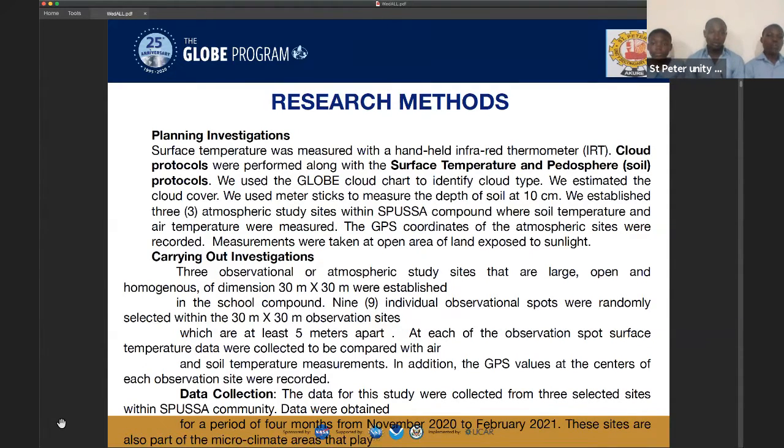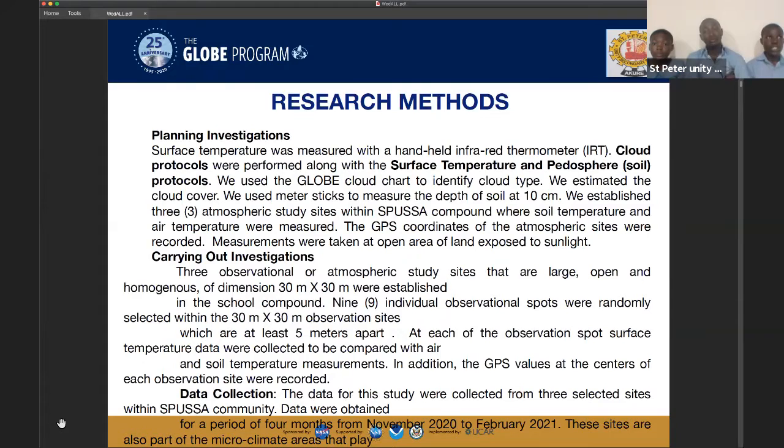Surface temperature was measured with a handheld infrared thermometer. We also estimated the cloud conditions, the cloud size, and the cloud cover with the GLOBE Cloud Chart and the GLOBE Observer application on our phone. We used the meter to measure the depth of the soil at 10 centimeters.